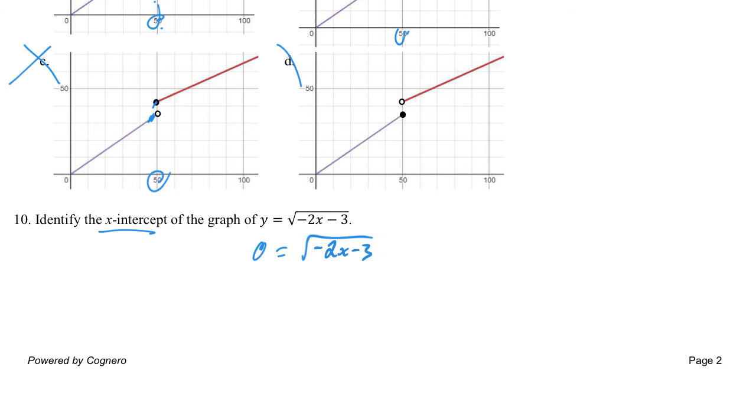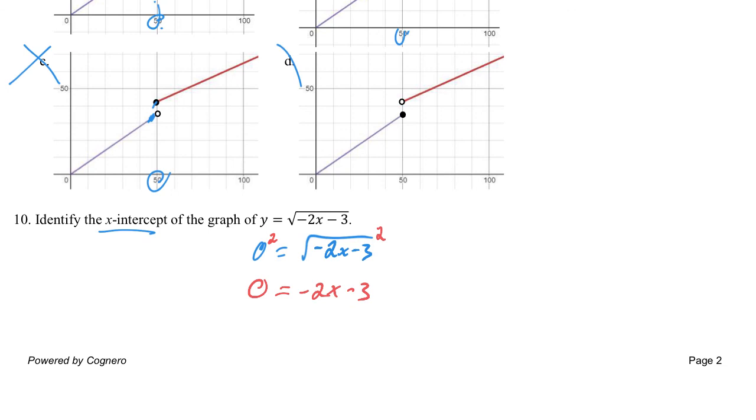So in order to solve this for x, I need to get rid of the square root. So I'm going to square both sides, and that's going to get rid of the square root. Squares and square roots cancel each other out. So we have negative 2x minus 3 on the inside equals 0 squared. 0 times 0, so 0. And then you just solve this simple equation for x.